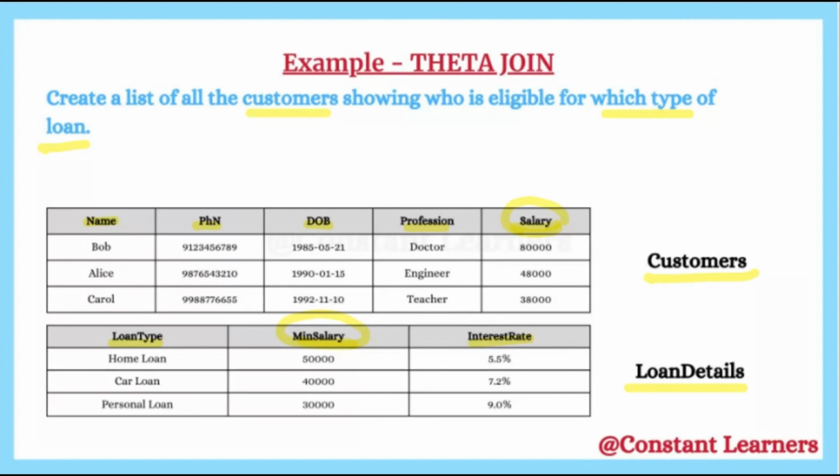Now, to evaluate whether a customer is eligible for a type of loan or not, the customer's salary must be greater than or equal to the minimum salary required to avail that kind of loan. Alright, this can be done using Cartesian product and select operation as we have discussed in the previous videos, but today we are not going to perform all of those multiple operations. Instead, we are just going to use the theta join operation. So how are we going to write the query?